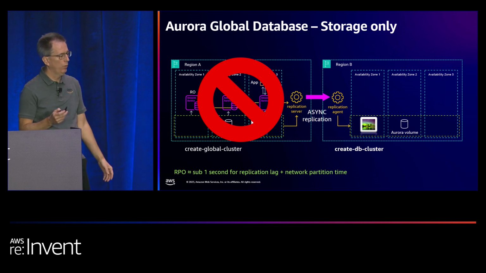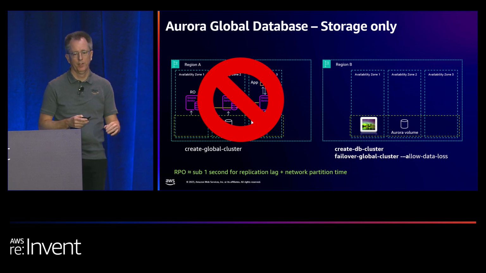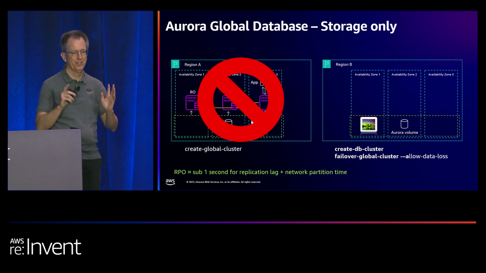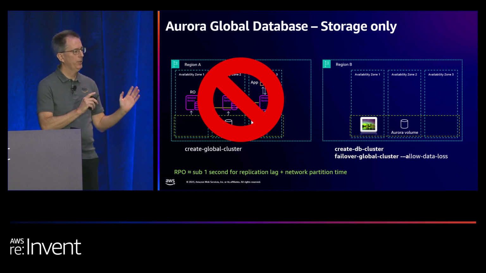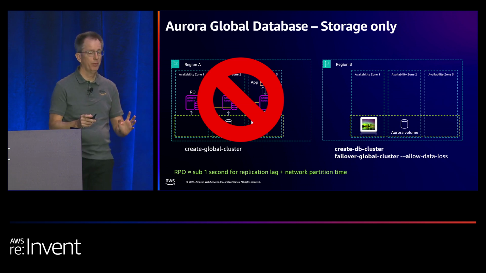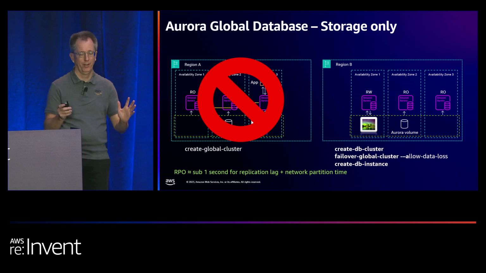So, we're going to have a problem in region A, it's going to happen, right? And then what we can do over in region B is we can do a failover global cluster. And you'll notice that extra flag, --allow-data-loss, right? This is to make sure you know that the data that was replicating between region A and region B that was still in flight is not going to be in region B. Now, hopefully that's a very small amount, but it still exists, right? So you as a DBA or an administrator have to know that's the case.